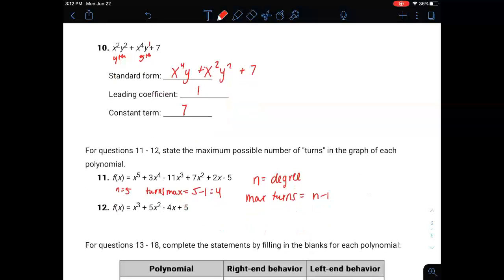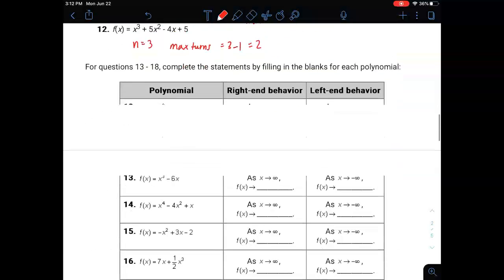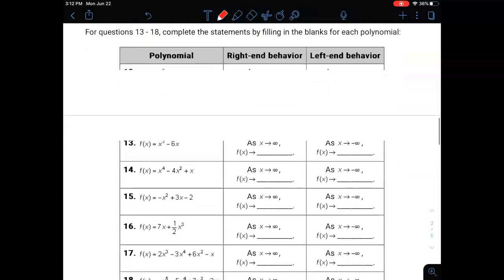All right. Down here, we've got x to the 3rd, x squared, x first, right? So we're in standard form. So n equals 3. Our max number of turns is equal to 3 minus 1, which is equal to 2. Okay. And then here, oh, sorry, got cut off there.